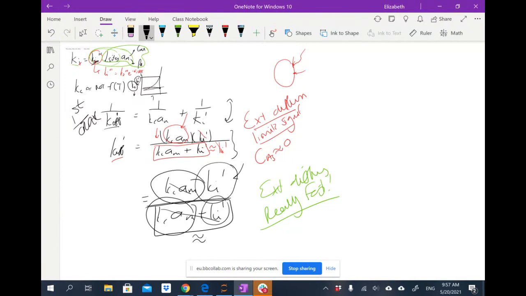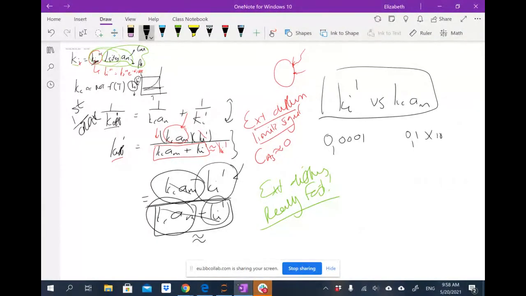And now the question arises, when is it fast? When is KCAM fast enough? It's always important to note that it depends on the relative size of Ki versus KCAM. If I consider the mass-based versions of these two rate constants, if this one is 0.0001 and this one is 0.1 times 10 to the minus 9, this one is very fast. If this one is equal to 0.1 and this one is equal to 10 times 10 to the power of 3, this one is very fast. Okay, so it's all relative.